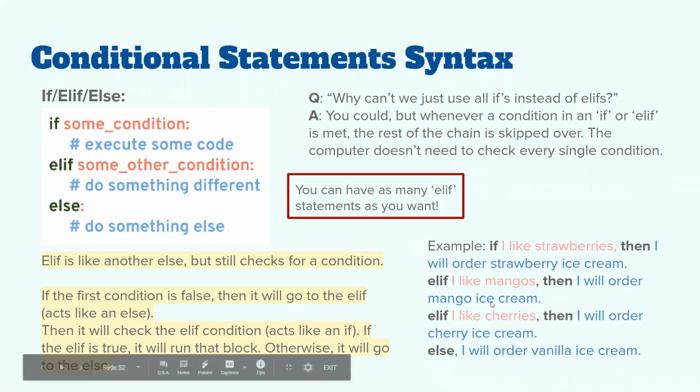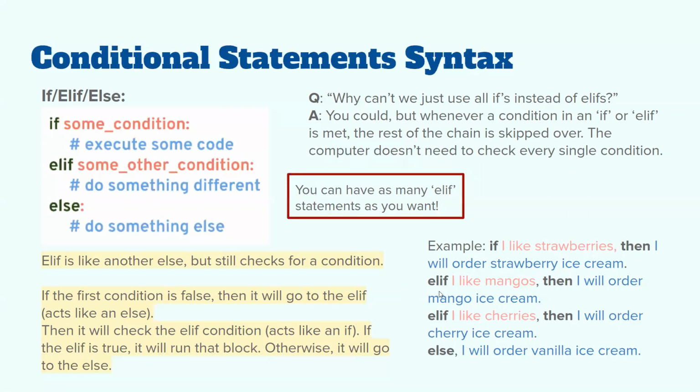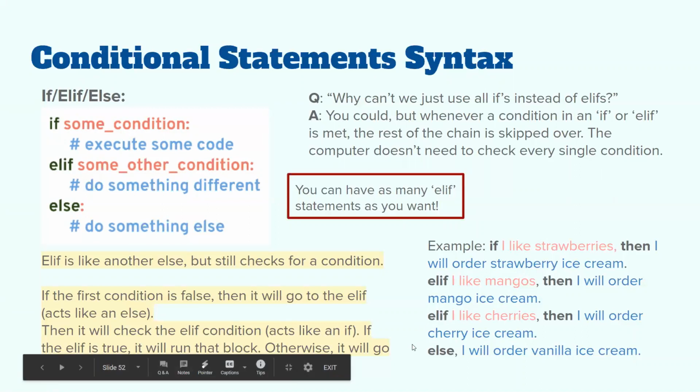So if we take this example, we can say if I like strawberries, we'll say that's false. Okay, then it'll say if I like mangoes, and I'll say that's true. So then I'll order mango ice cream, and then these two below the mango statement are skipped. Whereas if I had all ifs, then it would check every single one, even though one of them ends up being true.